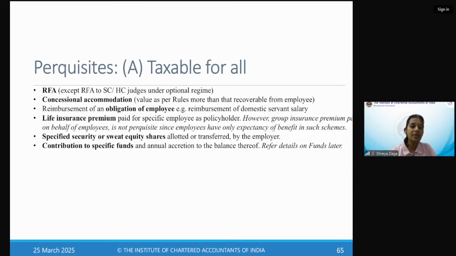And then the employer says, okay, you have paid, now I will pay you back. Then it is a reimbursement of the employee's obligation. That obligation was actually of the employee and the employer has made it good. So that reimbursement is actually taxable, because for a specific employee you have made that payment, and he is the primary holder of his personal policy. That means the employer otherwise had no business to make that payment. They have voluntarily offered to pay something which the employee should have paid otherwise. So that is a taxable perquisite.